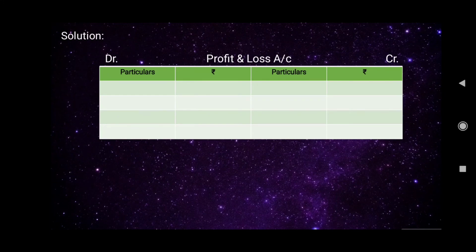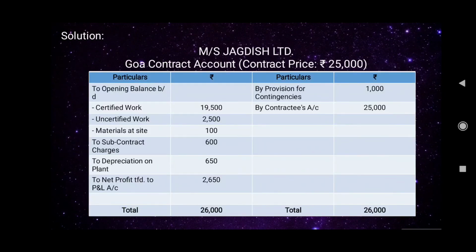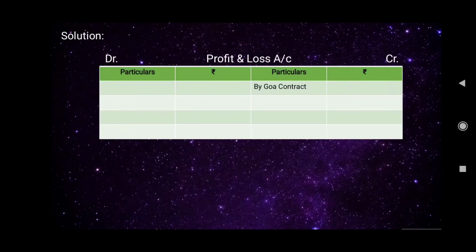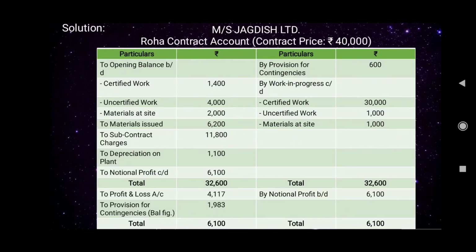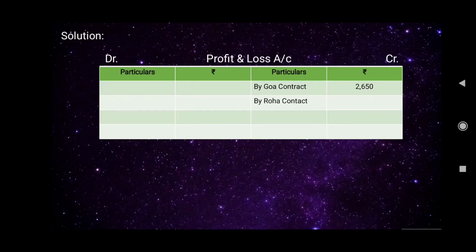So now let us prepare profit and loss account. So in Goa contract account, the profit amount which is coming on the debit side is 2,650. So we'll record it in profit and loss account. On the credit side, by Goa contract amount is 2,650. Next, in Roha contract account, the profit and loss account amount is coming as 4,117. So we'll record it in profit and loss account. On the credit side, by Roha contract amount is 4,117.